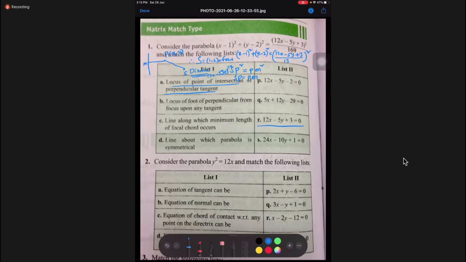Next point, students. Locus of the foot of the perpendicular drawn from the focus upon any tangent. Where is it? It is the tangent at the vertex. But what is the tangent at the vertex? It is parallel to the directrix and passes through the vertex. What is the vertex?